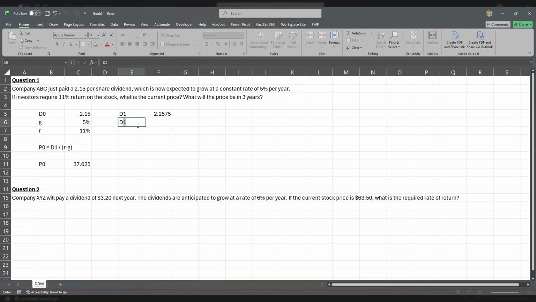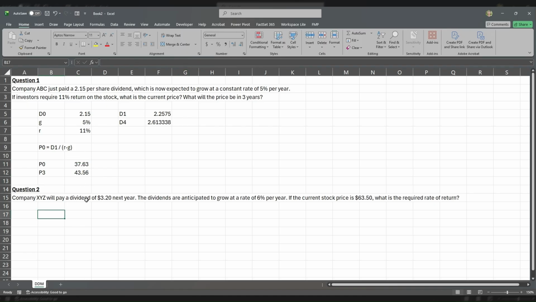So what I actually need to do is calculate what dividend 4 is going to be to do that. So I'm going to take my D naught, my dividend right now, and multiply that by 1 plus the growth rate to the power of 4. And my price at time period 3 is going to be my fourth dividend divided by R minus G. All right, so there we have it. So that's question 1, fairly straightforward.